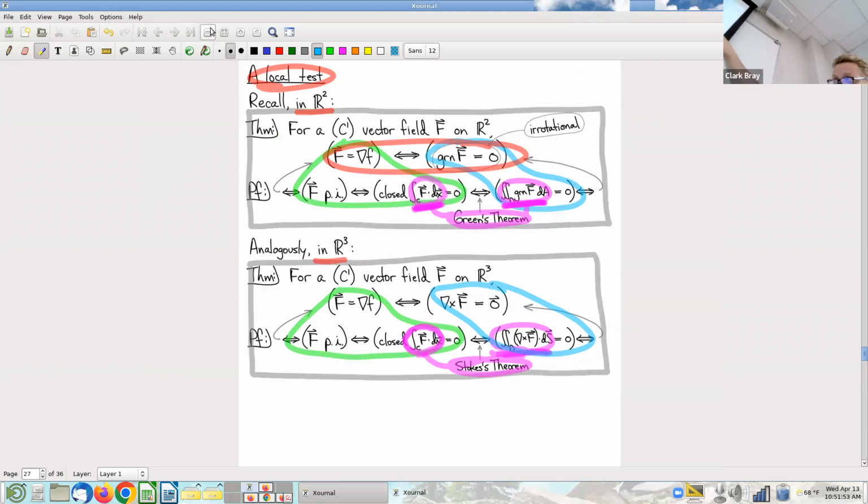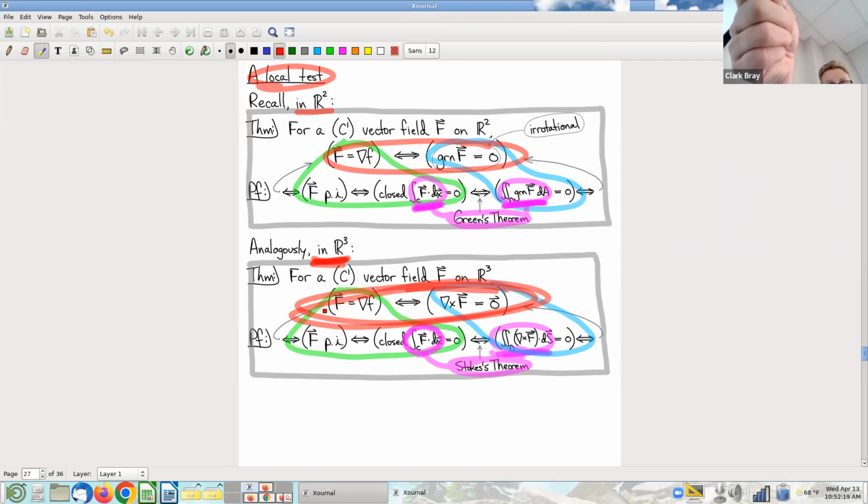So you notice it's the exact same argument, just in a three-dimensional context instead of two. Stokes's theorem being the linchpin instead of Green's theorem. But that's what gives us now our three-dimensional local test, that curl plays the role of Green's operator. Curl is the thing that gives away whether there's an anti-gradient when you're in three dimensions. Is that cool? Okay.